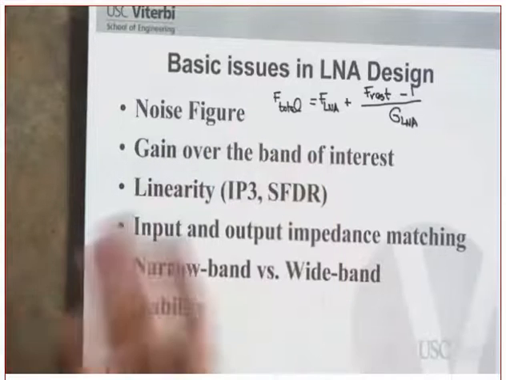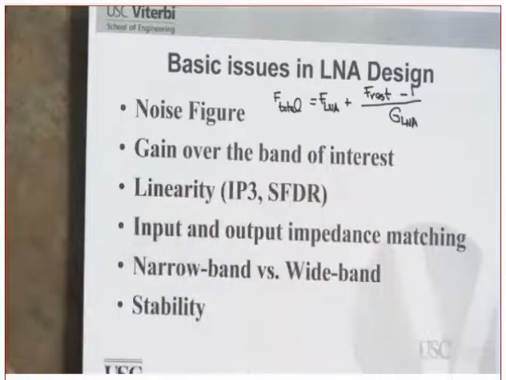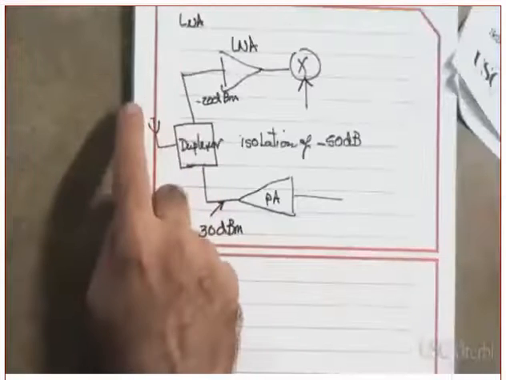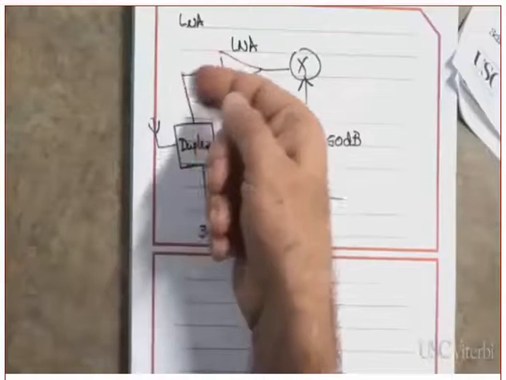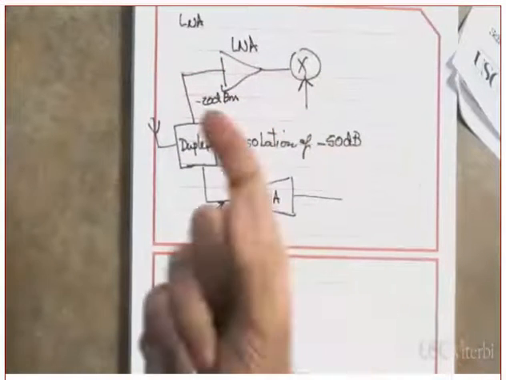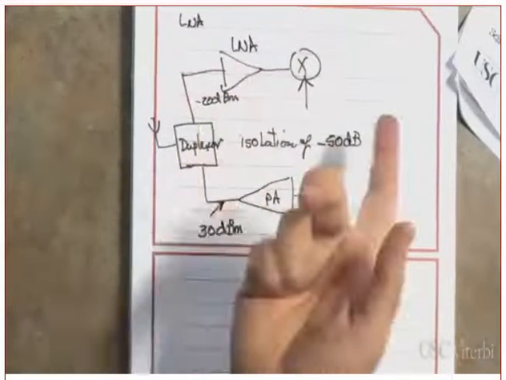The noise affects the sensitivity. This one affects selectivity. Input and output impedance matching. Where is this one going to go? This is the antenna. Yes? This one, the input needs to be matched to a 50 ohm, for example, wire. Are you following on that cable? Small cable needs to be matched.